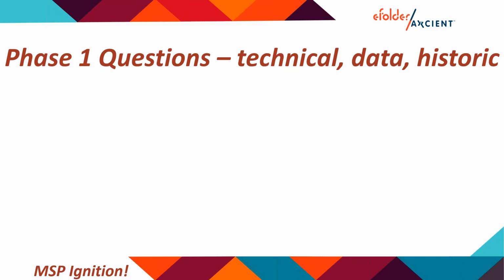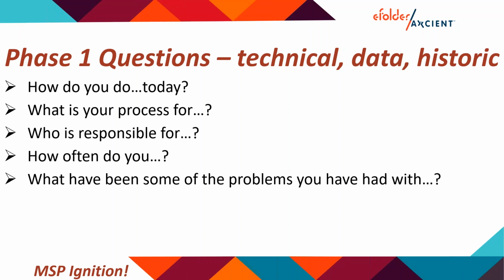So let's talk about the first, phase one style questions, that I call technical data historic style questions. These are questions that I think everyone asks all the time. And they start along the lines of what you're seeing right here in these sub-bullets, right? So, what do you do for X, Y, and Z today? Whether it's how they manage their business or anything that gives you the data points of what they're trying to do or how they're trying to do it. So it's the how do you do, what is your process, who's responsible for, how often.